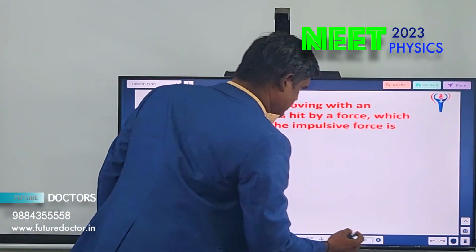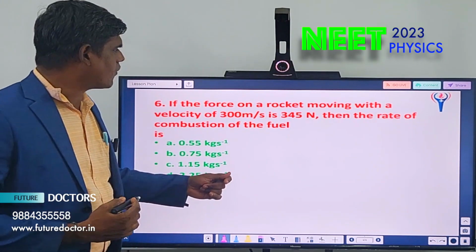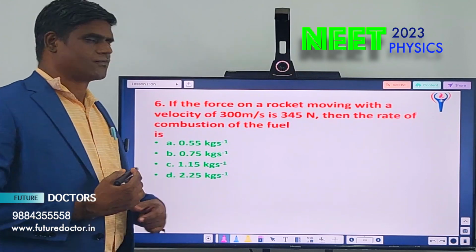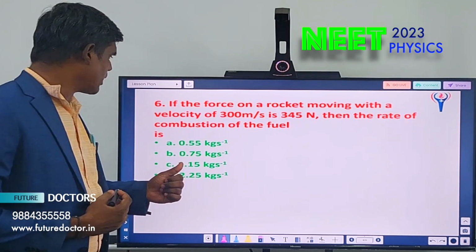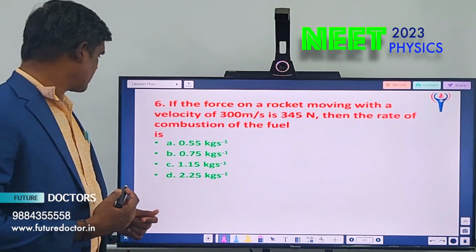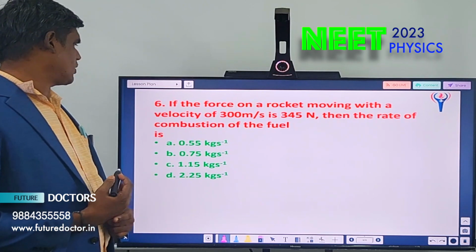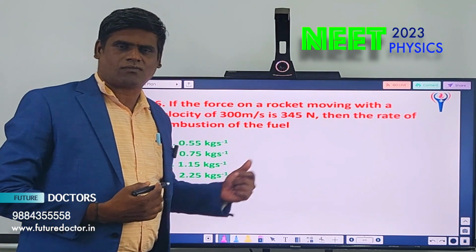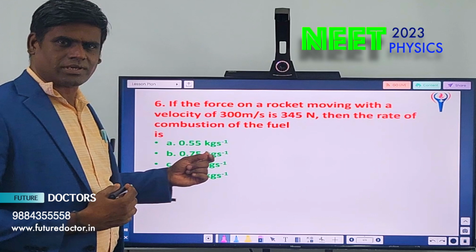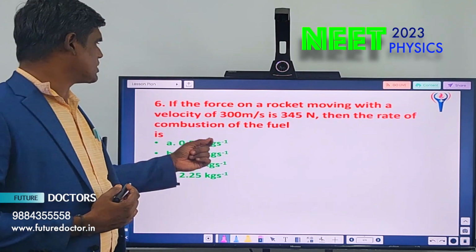Let's move to question number 6. The force on a rocket moving with a velocity of 300 meters per second is 345 Newton. Then the rate of combustion of the fuel is dash. A option 0.55 kilogram per second. B option 0.75 kilogram per second. C option 1.15 kilogram per second. D option 2.25 kilogram per second. Here you should know Newton's second law formula, d by dt of mv, where the mass is a variable. Using that formula, you can find the answer.